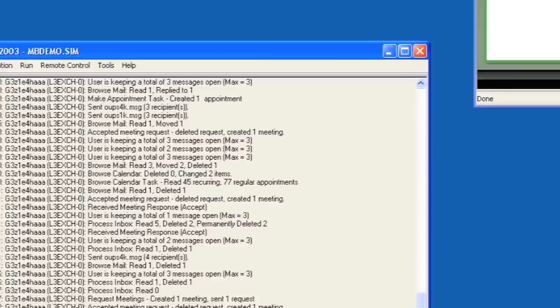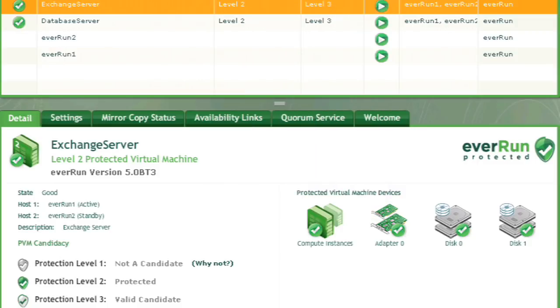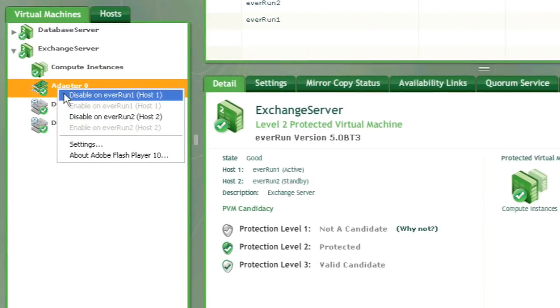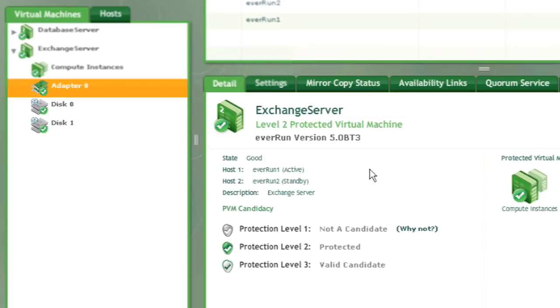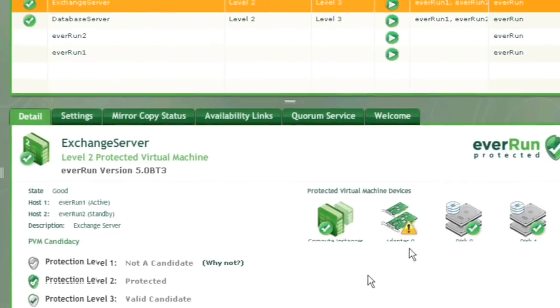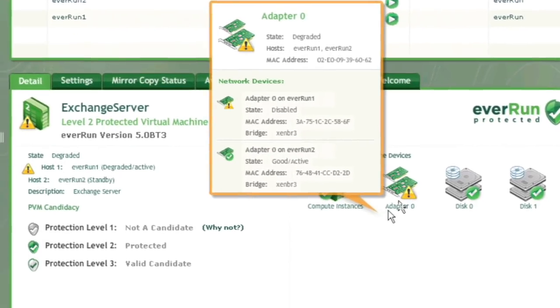To start, we'll disable a network device. When I hover over the network icon, we see that host 1 has the active network interface. We'll simulate a network failure by disabling that active network through the UI. If we look at the network status, we now see that the active network is on host 2. This was done automatically and immediately upon failure of that active network.